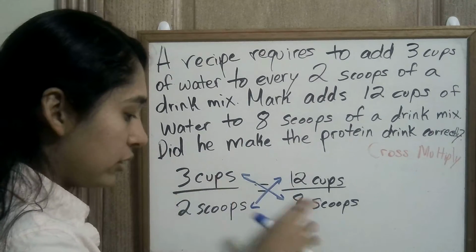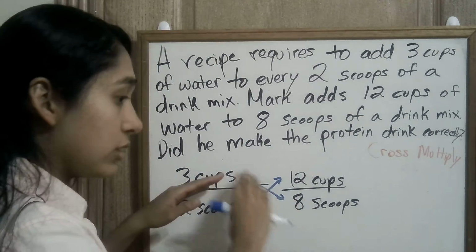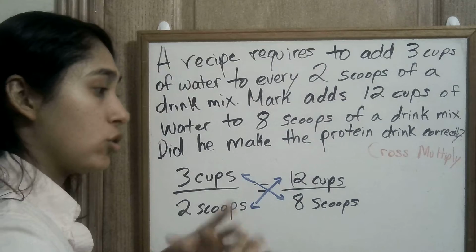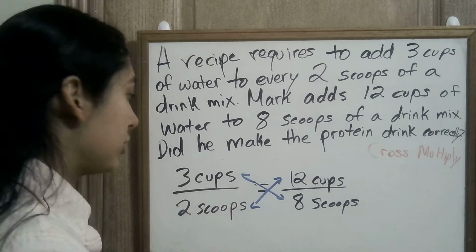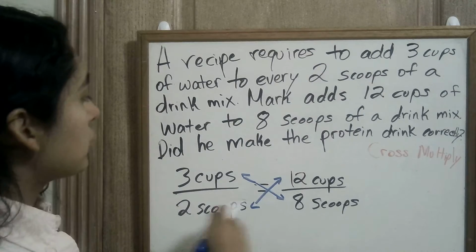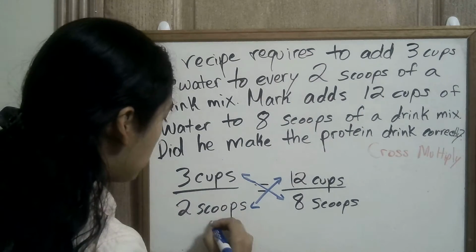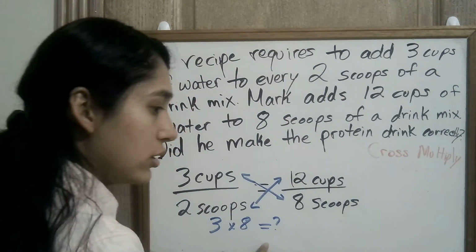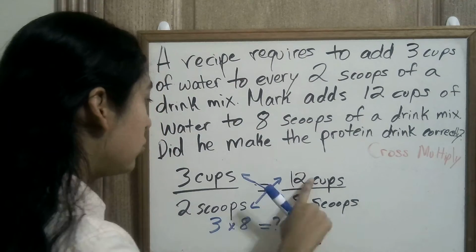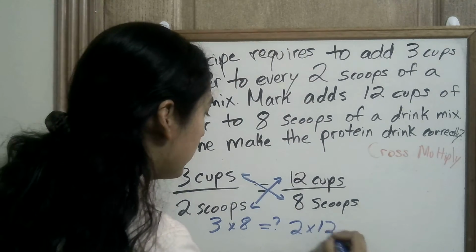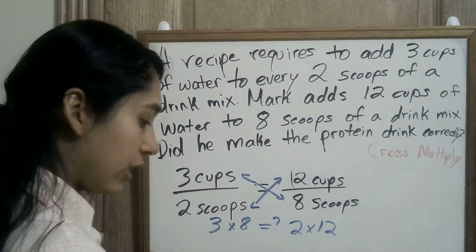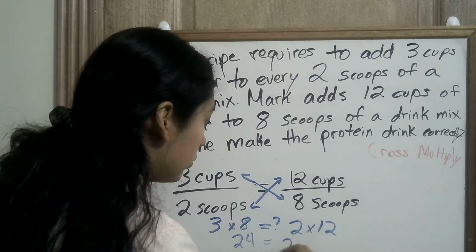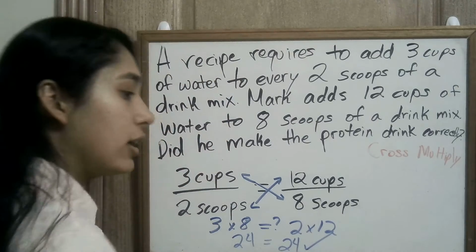When you multiply diagonally across the equal sign, the products, the answer of whatever you multiply, are equal to each other. So if we have 3 cups multiplied by 8, is it equal to 2 times 12? Let's go ahead and simplify. 3 times 8 is equal to 24. 2 times 12 is indeed equal to 24. Yay! So this is a proportion.